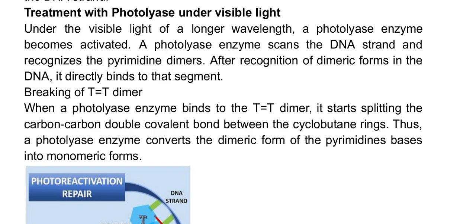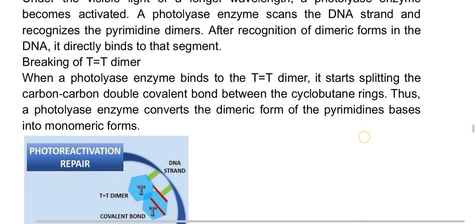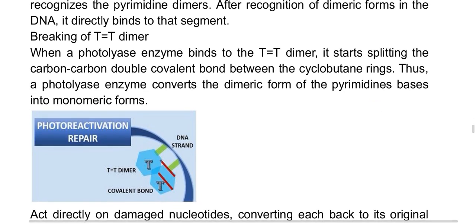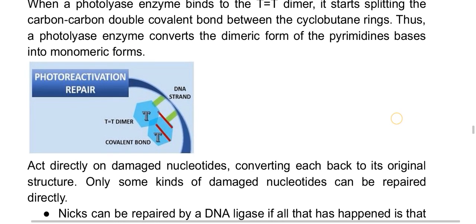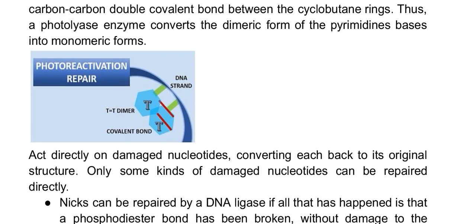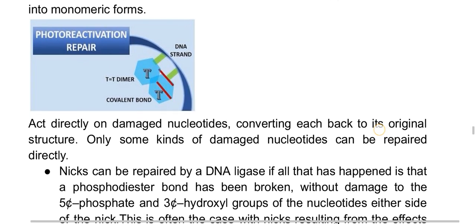Treatment with photolyase under visible light. Under visible light of a long wavelength, a photolyase enzyme becomes activated. The photolyase enzyme scans the DNA strand and recognizes the pyrimidine dimers. After recognition of the dimer in the DNA, it directly binds to that segment. Breaking of the TT dimer: when the photolyase enzyme binds to the TT dimer, it starts splitting the carbon-carbon double covalent bond of the cyclobutane ring. Thus, the photolyase enzyme converts the dimeric form of the pyrimidine bases into monomeric forms.